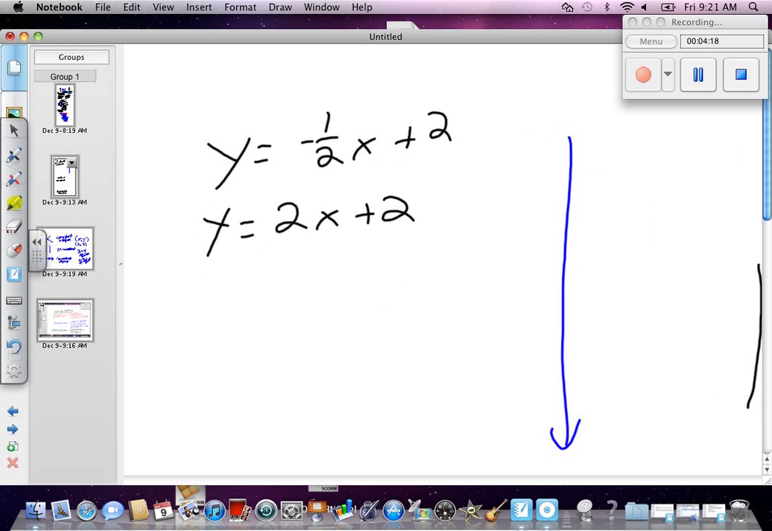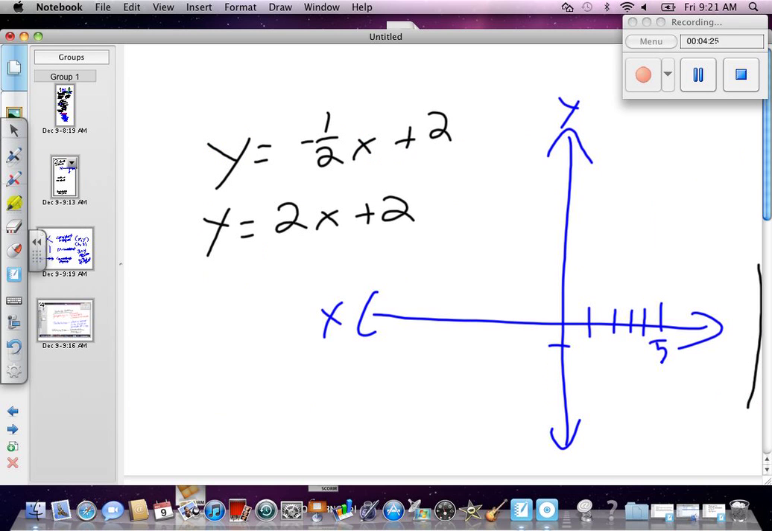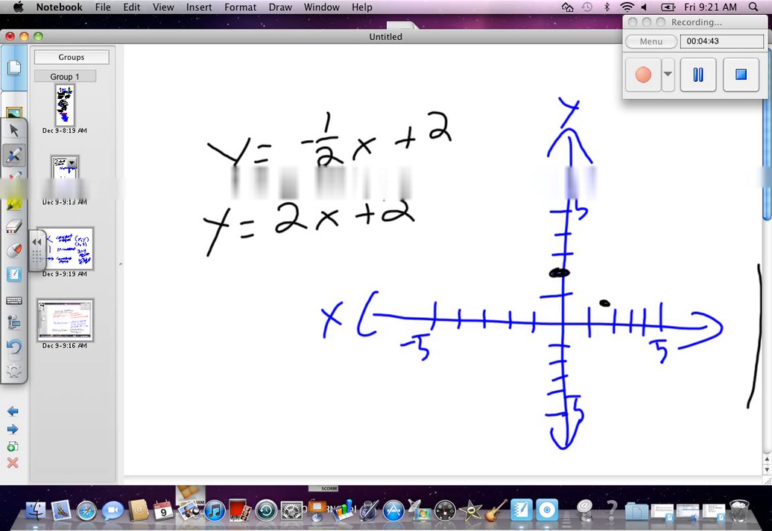So we're going to set up our x and y axis. Y is up and down, x is side to side. We're going to set up our scale. It looks pretty small, so I'm going to go by ones. Okay, the first one I'm going to start at 2. And then I'm going to go down 1 over 1, 2. Or up 1 over negative 2. And I'm going to get a nice straight graph. The next one, I'm going to put my dot on 2, and I'm going to go up 2 over 1, or down 2 over 1.